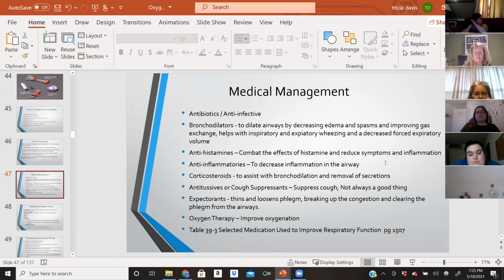We can give antitussives and cough suppressants. Sometimes patients, if they have a non-productive cough and they don't have anything in their chest, we can give them medicine to suppress their cough. It's not always a good thing to suppress their cough. If they have a lot of secretions and they have pneumonia or something like that, we want them to cough. We want them to be able to get all that stuff up. So we don't want to suppress the cough. This is going to be on an as-needed basis.